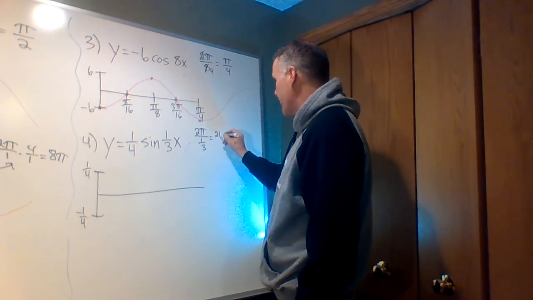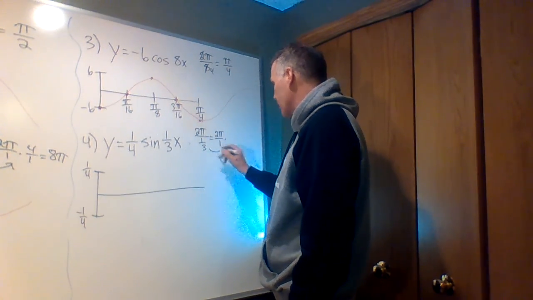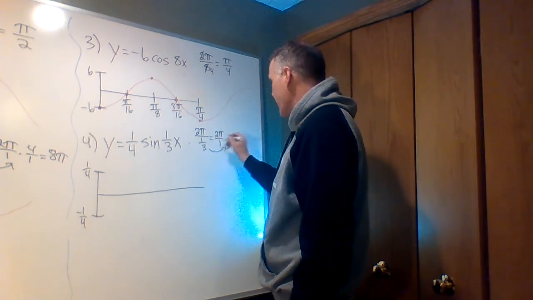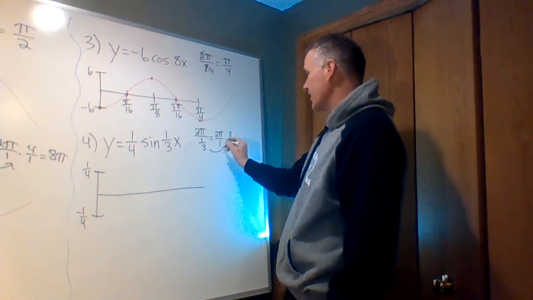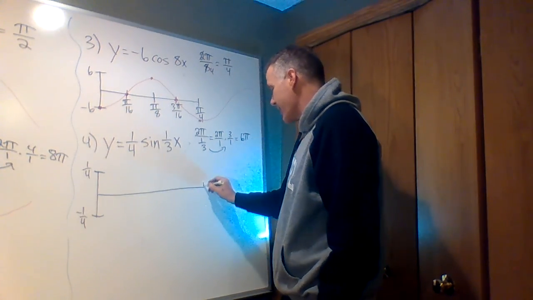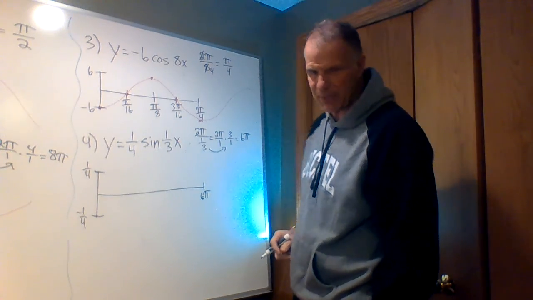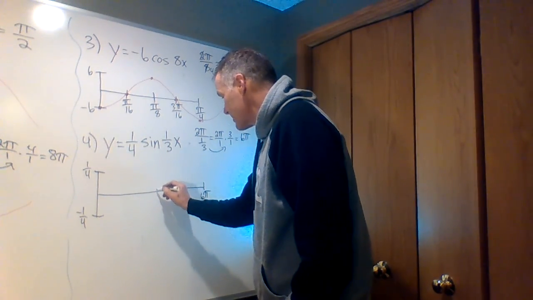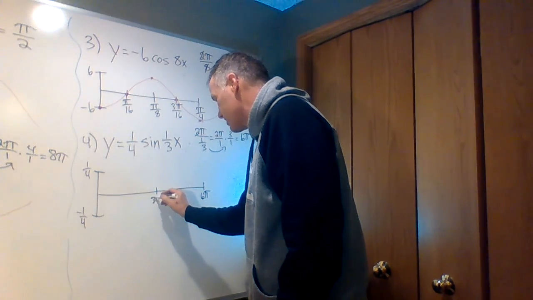So again, the 2 pi, I can think of it over 1 times the reciprocal of that bottom. 1/3 is going to flip to 3 over 1. So the 1s don't do anything on the bottom. 2 pi times 3, 6 pi. And that is my last dash, 6 pi. Now, this part's pretty easy. Halfway out to 6 would be half of 6, or 3.